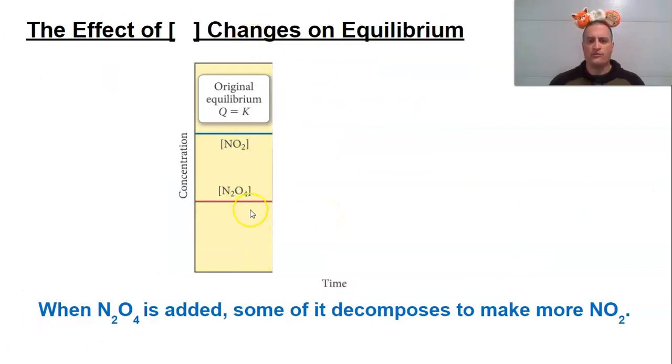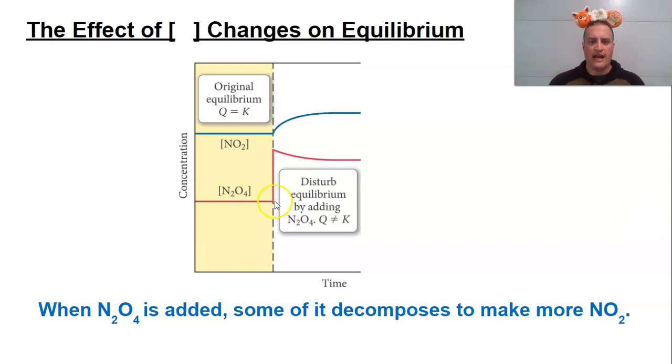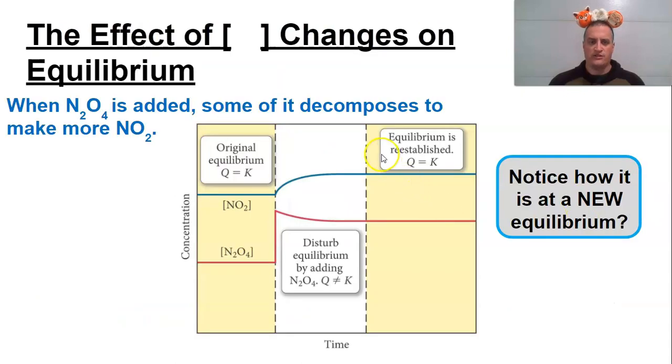Let's look at this in graph form, or reaction progress. So it's at equilibrium. It's all good. We're going to add some N2O4. Some of it's going to decompose to make more NO2. So we added some more. Now K and Q are not the same. This is going to start making more NO2, start using up some of that N2O4 to produce a new equilibrium, different than what was there before. Now you can see it's at a new equilibrium. Same value, but different amounts.